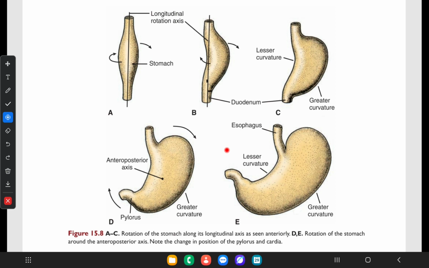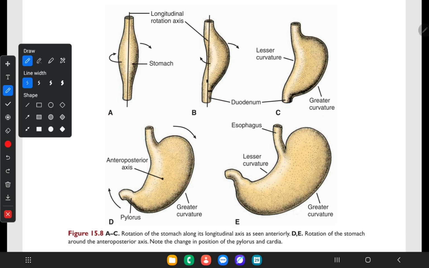When we talk about the further development of the stomach, we take this as the longitudinal axis, and first the stomach rotates 90 degrees clockwise around this longitudinal axis. Therefore, the initial left side of the stomach faces anteriorly and the initial right side of the stomach faces posteriorly.